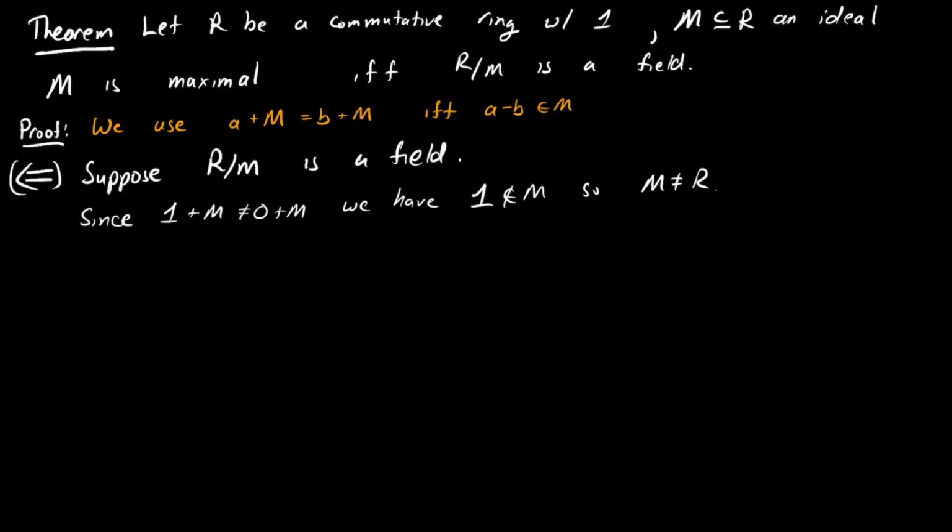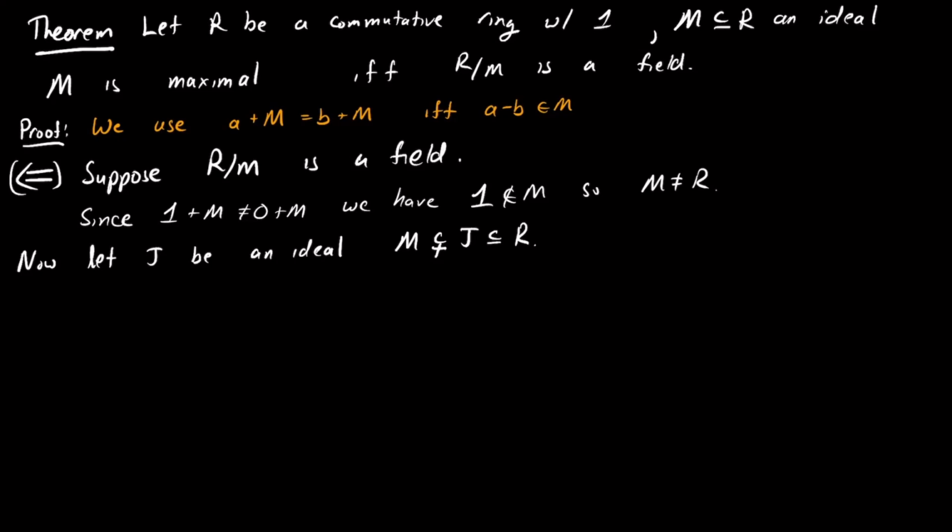Okay, so now let's consider an ideal. Let J be an ideal satisfying M is a proper subset of J, which is a subset of R, right? My goal is to show that J is equal to R. I want to show that M is maximal, so that if there's any ideal that lands between M and R, then it's either equal to M or it's equal to R. So I'm going to take an ideal where M is a proper subset of the ideal. I want to show that J is equal to R.